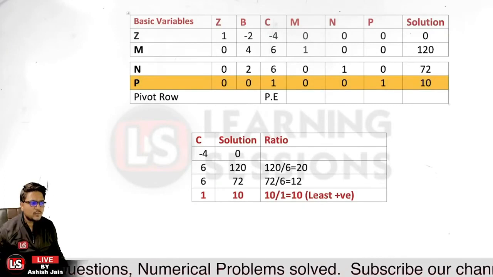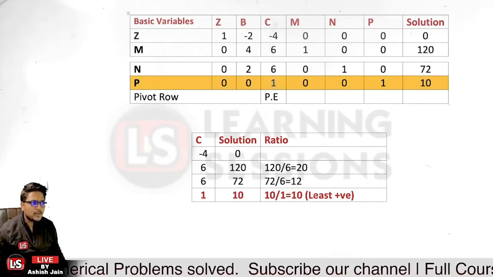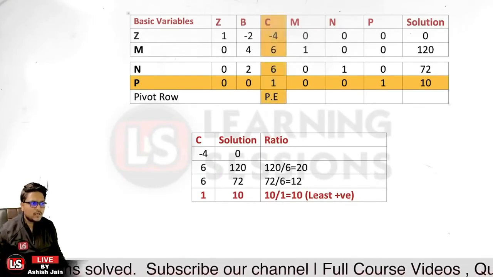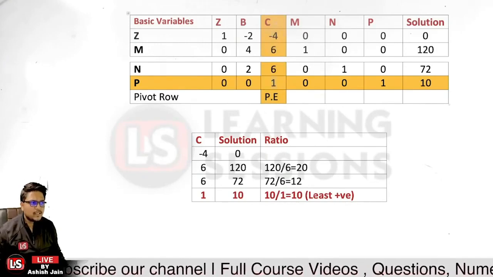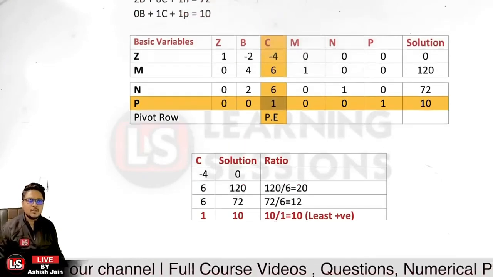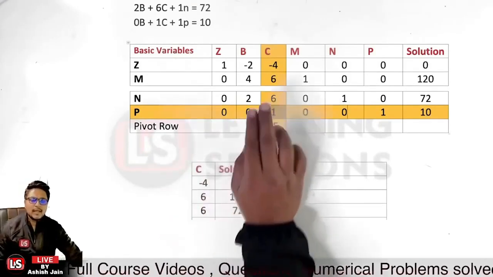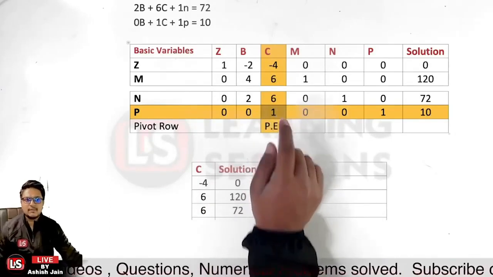And this one over here will be your what? The intersection point. The intersection point from the C column, that vertical one, is basically your pivot entry. That is your pivot entry over here. Are you understanding this point? So P is the pivot row, and 1 is the pivot entry in this particular case.